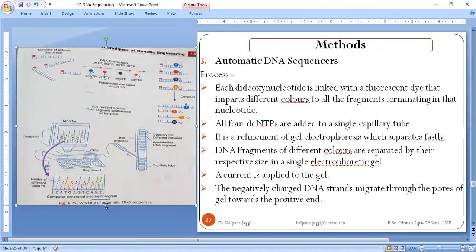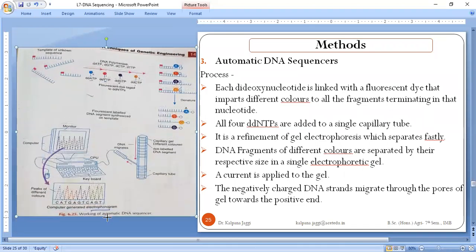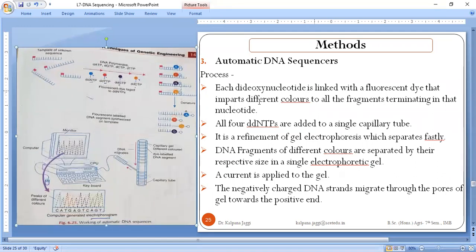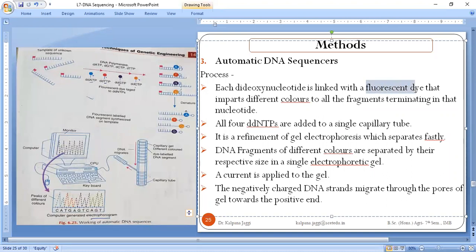This is automatic, so somewhere here software is also attached for the fast analysis. So what is the difference? In the earlier method we were using radio labeled isotopes, but here we are going for the use of fluorescent dye. The concept is based on dideoxynucleotides only, but the difference is that the dideoxynucleotides are attached with a fluorescent dye, and this fluorescent dye is going to give a different color to all the fragments at which it has terminated.